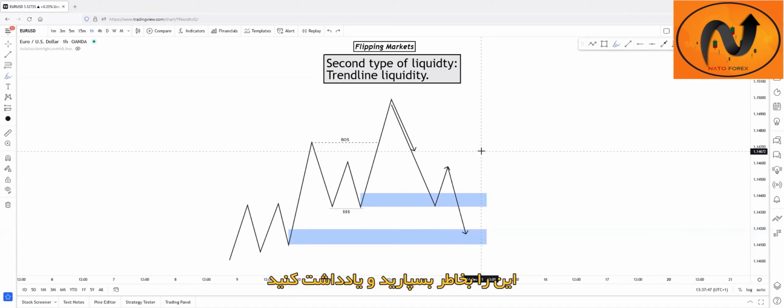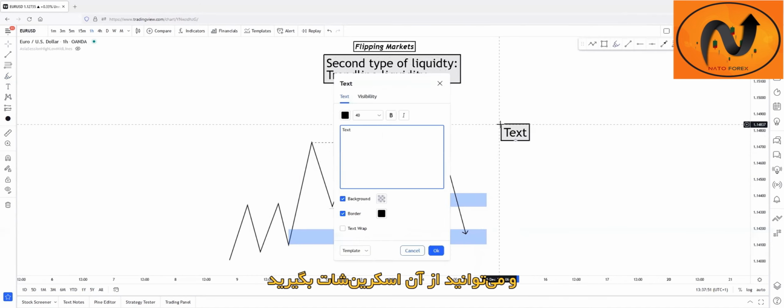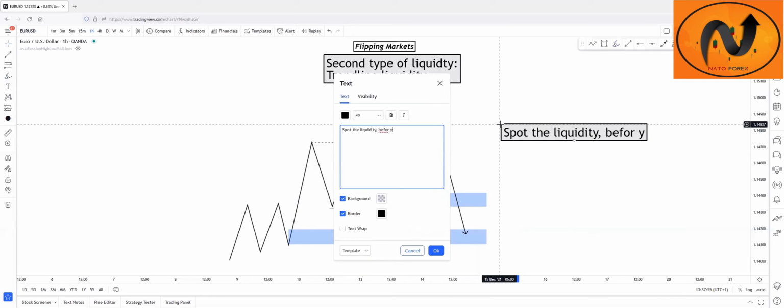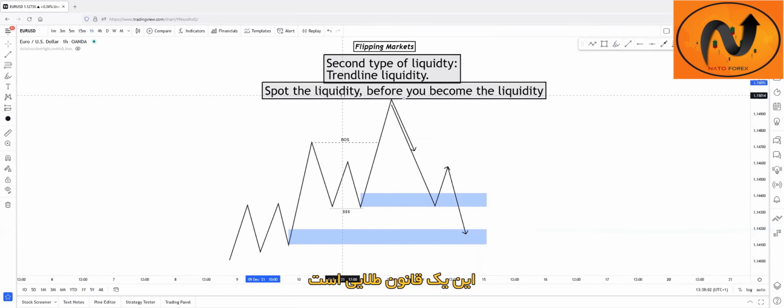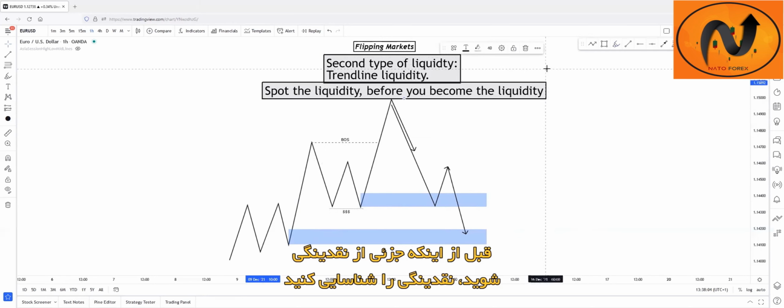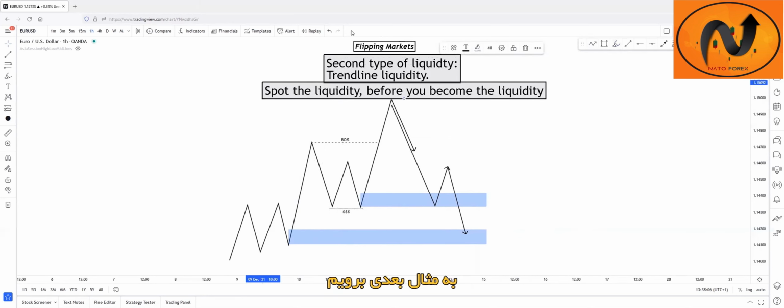Just remember this and write it down. You know what? I will write it down here and you can screenshot it. This is the golden rule for the liquidity. Spot the liquidity before you become the liquidity. So see you in the next one.